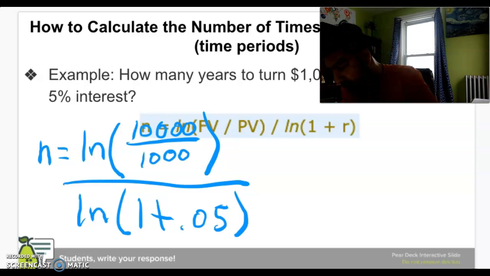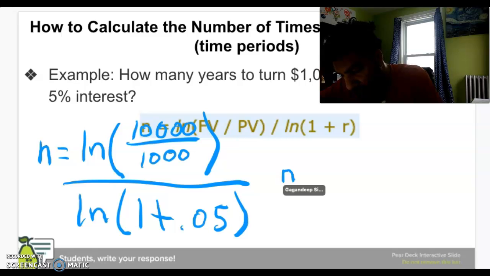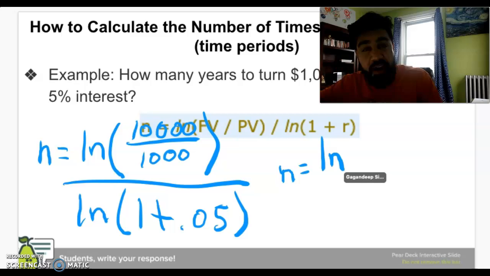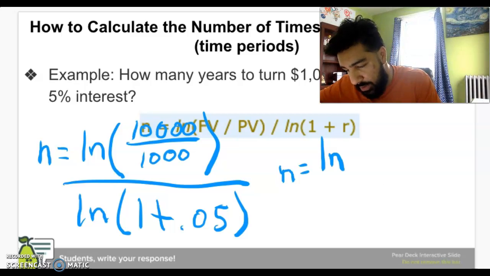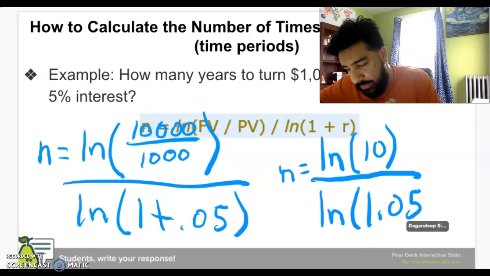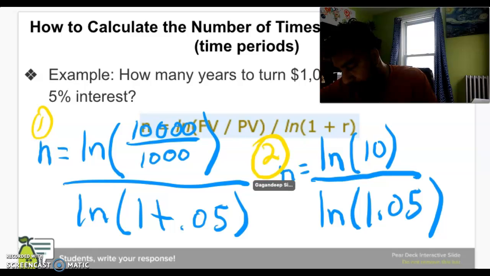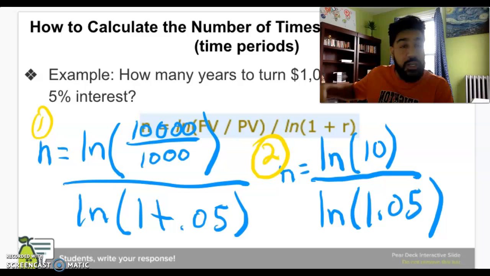Okay, now let's just go ahead and write this in. All right, so I've got n equals, right, this is my second step now, n equals ln of 10,000 divided by 1,000, right, which is 10, divided by ln of 1.05. Okay, and I'll write that in there for you just in case. Remember, first step, second step. Third step is getting the answer. So now let me punch this into my calculator.